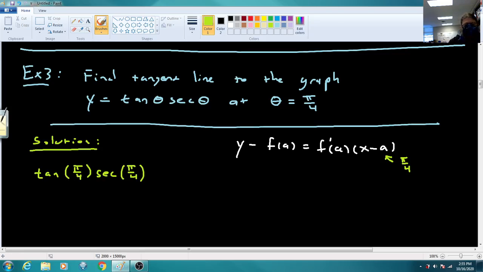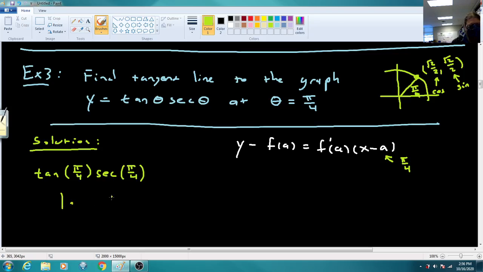If you think about the unit circle, kind of draw a little first quadrant of the unit circle. Pi over 4 is a 45 degree angle, and it corresponds to the point square root of 2 over 2, square root of 2 over 2. On the unit circle, this one corresponds to cosine, and this one corresponds to sine. So tangent is sine over cosine. Sine of pi over 4 is square root of 2 over 2, divided by cosine of pi over 4, which is the same thing. So square root of 2 over 2 divided by square root of 2 over 2 is just 1.